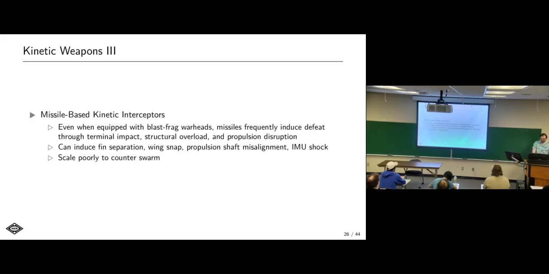Missile-based kinetic interceptors, again, this is literally just a SAM, essentially, can induce fin separation, wing snap, propulsion shaft misalignment, and IMU shock, which is a nice way of saying if I hit you with a missile, you're probably moving a lot, and your main propulsion shaft is now misaligned or missing. These scale poorly to counter swarm. If you have a high-value drone, something slow, maybe this is a good choice. But if you have to launch 1,000 missiles, then I've won that fight. I can send you 1,000 drones for cheap. I've won that engagement if I can make you burn $100 million of missiles in 10 seconds.